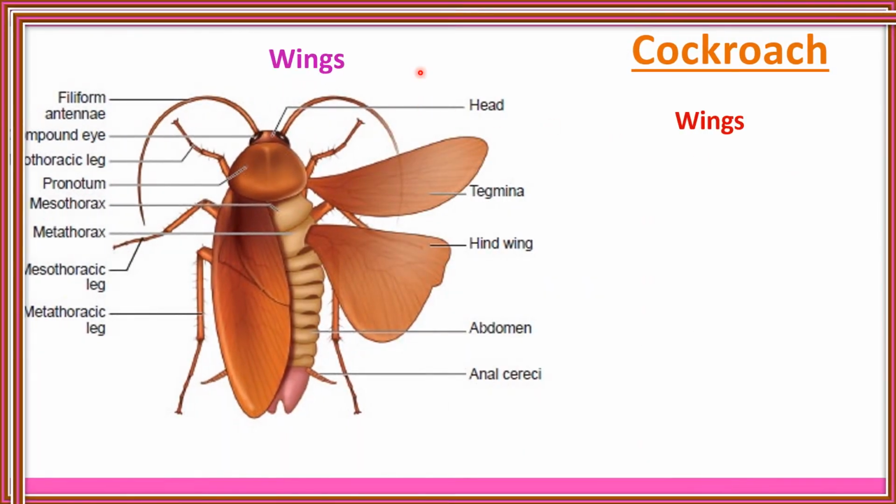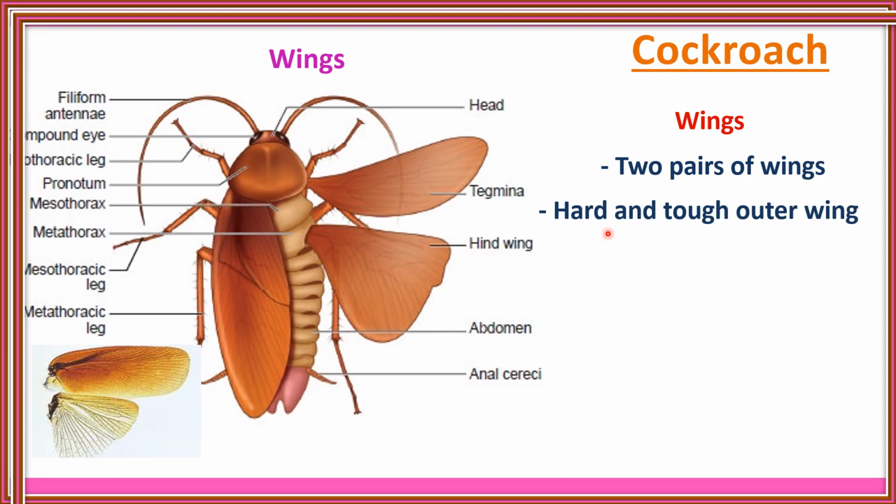Now we want to look at the wings. It has got two types of wings. There is the tegmina and then the hind wing, or what we call the inside wing. We have two pairs of wings. There is the top one, which we call the tegmina, and then we have the inner one, which we call the hind wing.